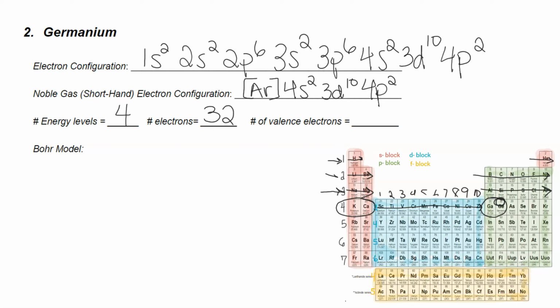And then the number of valence electrons. To figure this out, we need to look back at our electron configuration and look at energy level 4. I see energy level 4 here and here. And the number of electrons is going to be 2 plus the 2 in the p orbitals. So the s electrons plus those p electrons. So 2 plus 2 gives us 4 valence electrons.